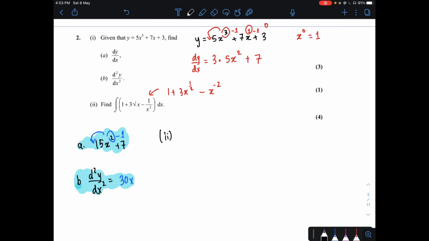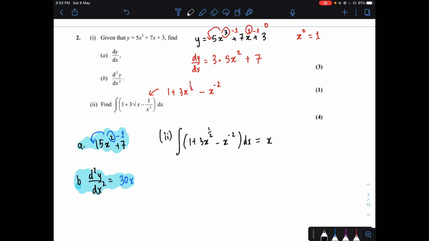So when we integrate this expression, 1 plus 3x to the power of half, minus x to the power of minus 2 dx, what are we really doing here? So 1 is very easy to integrate. It becomes x, just the variable itself.